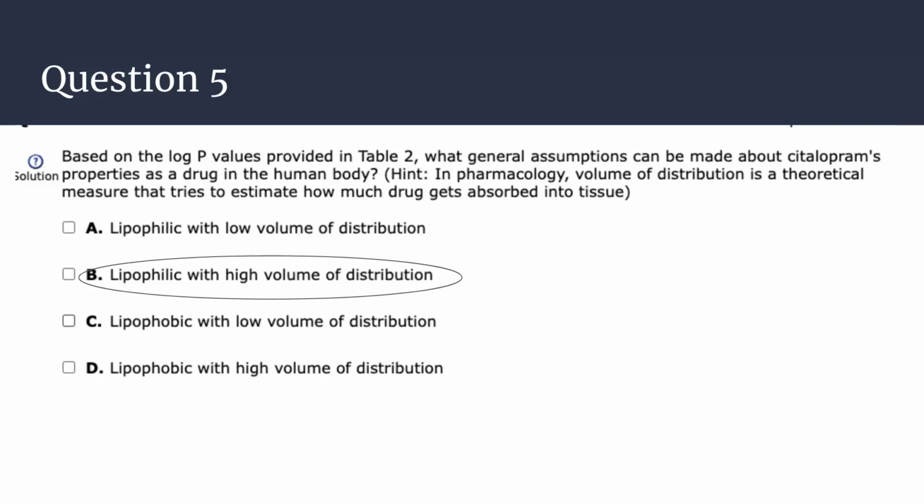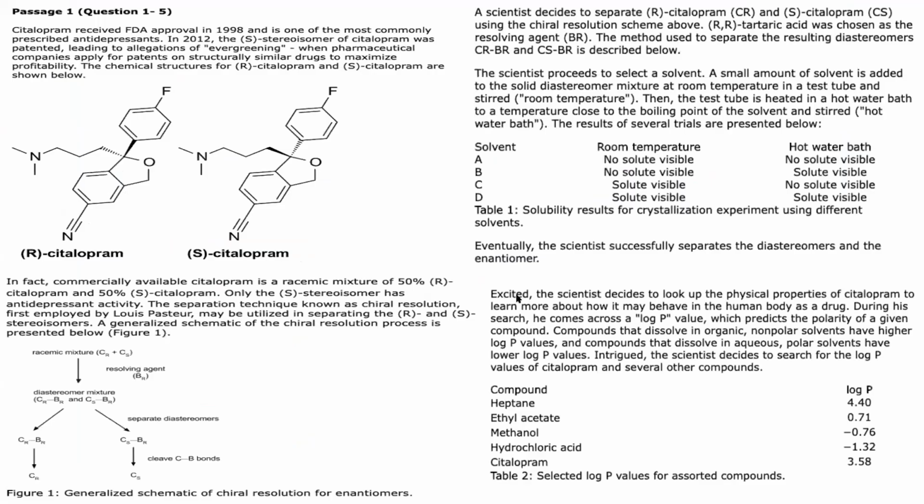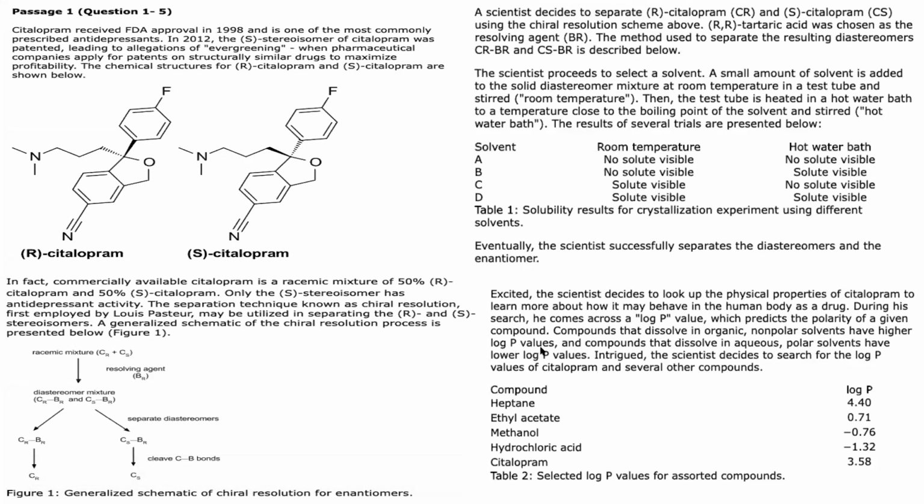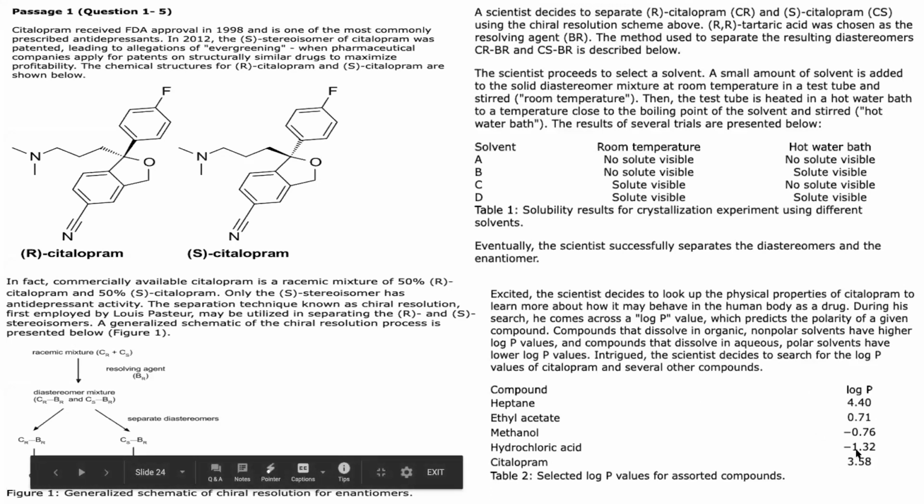For me, I guess I just don't understand how that correlates to the citalopram's properties. Were we just supposed to look at that and see that it has a lot of carbons? No, right here it tells you the log P value, and it says the log P value of the drug is 3.58. Oh, okay. So yeah, we would use this table right here and look over here for that. And it tells you compounds that dissolve in organic nonpolar solvents have a higher log P value. So it kind of tells you right here. Oh, okay. That's why I didn't look at the information given. Thank you. Yeah, no worries.